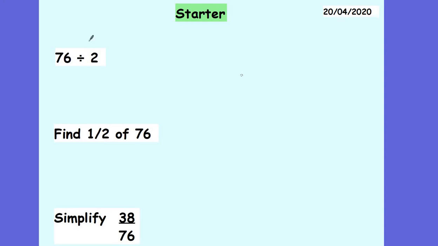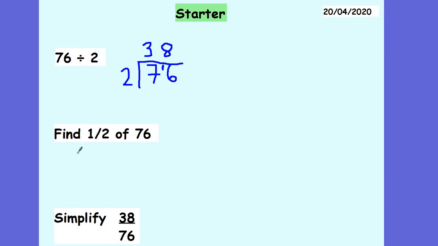Okay, let's go through some answers. 76 divided by 2. I'm going to do this as a quick bus stop division. I'm going to ask myself, how many 2's are there in 7? 3. Fantastic. I've got 1 remaining. KJ, how many 2's are there in 16? Fab. 8. So my answer is 38.